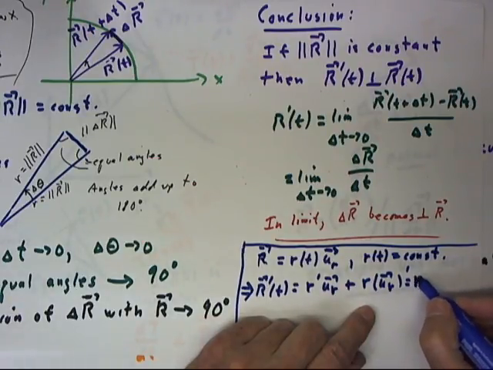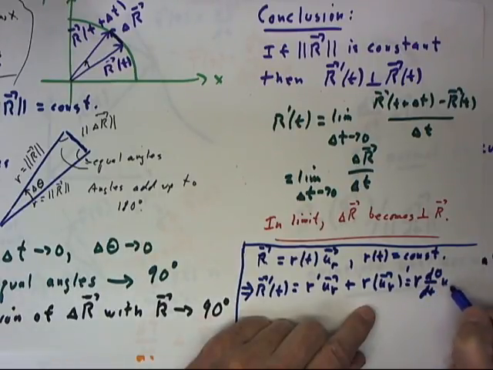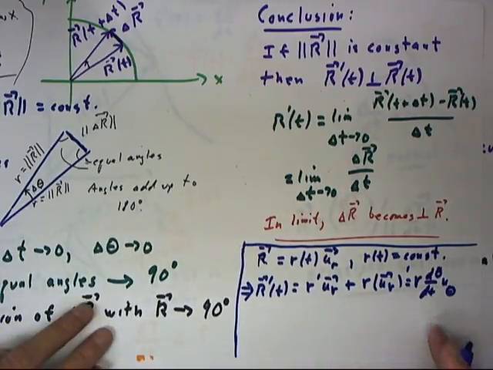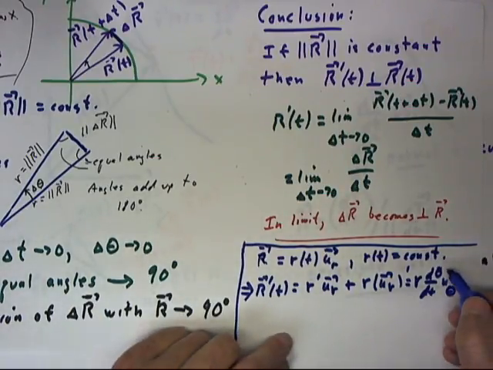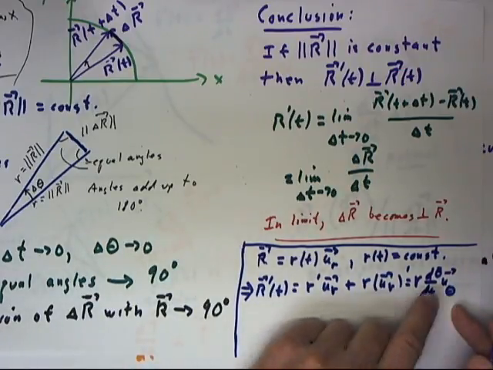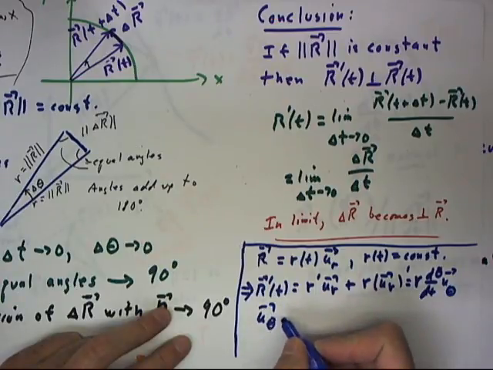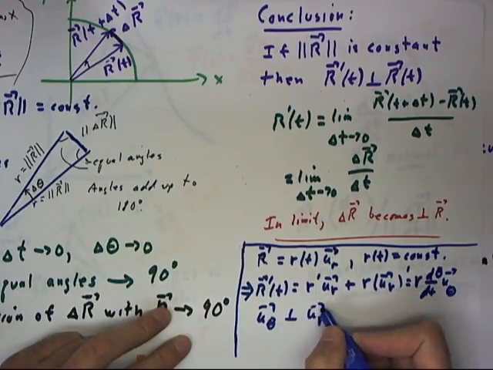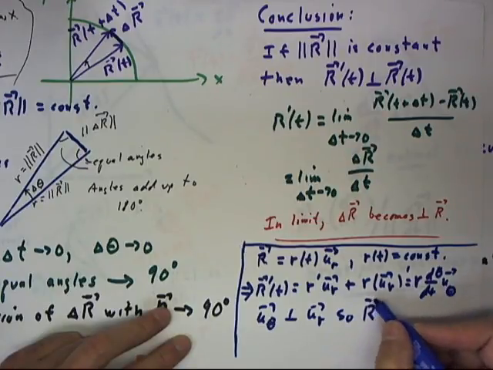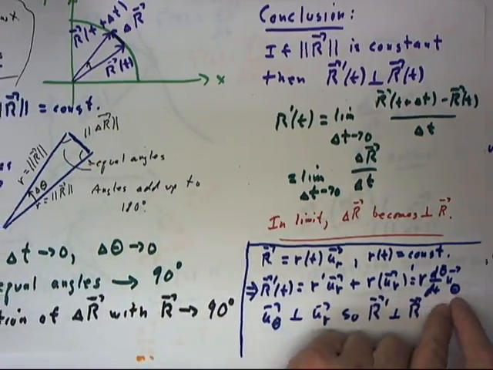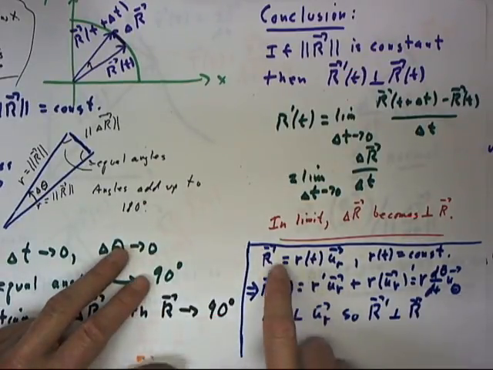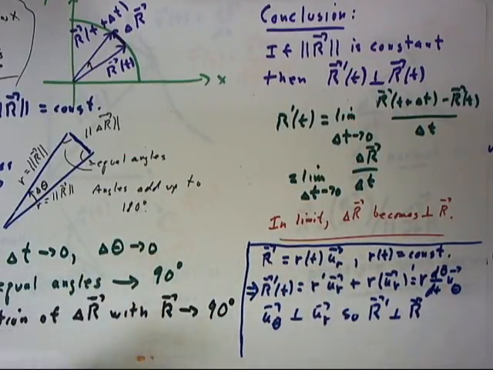So this is r d theta dt u sub theta. And u sub theta is perpendicular to u sub r. So r prime is perpendicular to r. This vector, being a multiple of u theta, must be perpendicular to this vector, which is a multiple of u sub r.